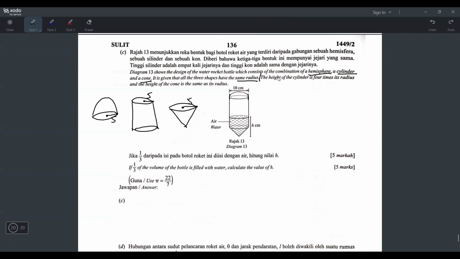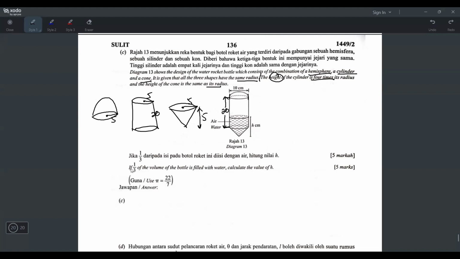Then they mentioned the height being 4 times the radius. The height of the cylinder is this one, right? So it's 4 times the radius. 4 times 5 is 20. So the cylinder height is 20, from here to here, until here. Then the radius and height of the cone are the same. So the vertical height of the cone is 5 also, because the height of the cone is the same as the radius. So far this is what I get from the question.